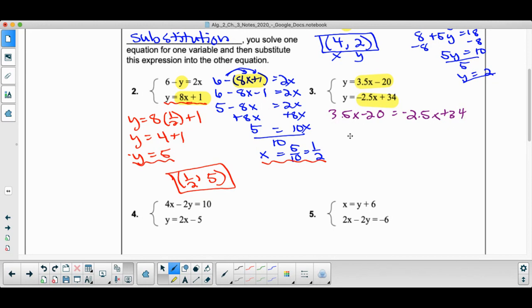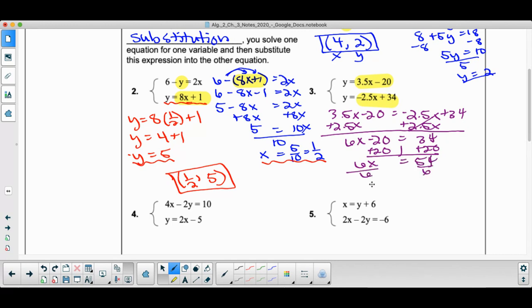Now that we've done that, get all of your x's on one side. So I'm going to add 2.5x to both sides. So I get 6x minus 20 equals 34. Add 20 to both sides. 6x equals 54. Divide everything by 6. x equals 9.